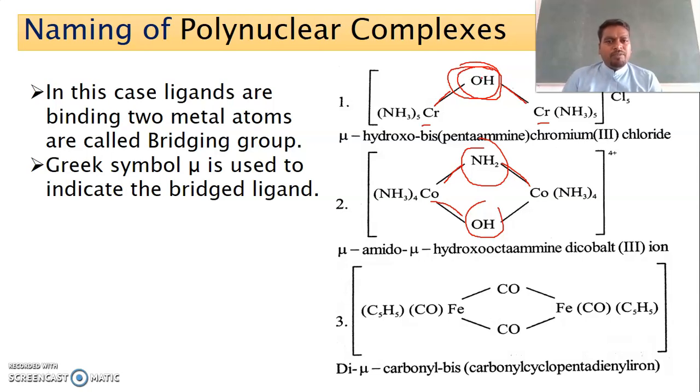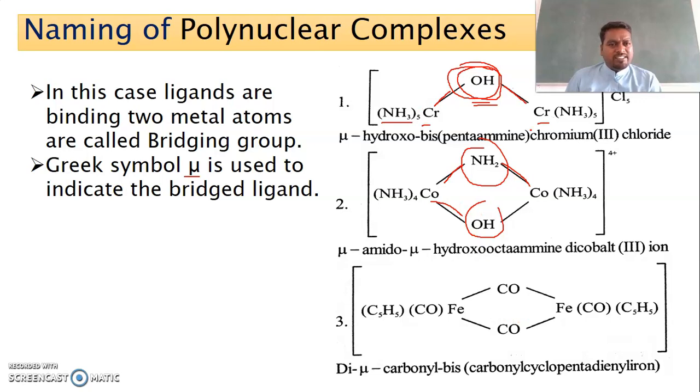In order to distinguish the bridged ligand from the normal ligand, we are going to use a Greek symbol mu. If you write mu before the name of the ligand, it indicates it's a bridged ligand. This is the only new thing here. The nomenclature is the same as that of other compounds, but we use the Greek letter mu to indicate the bridged groups like hydroxo, amido, like that.